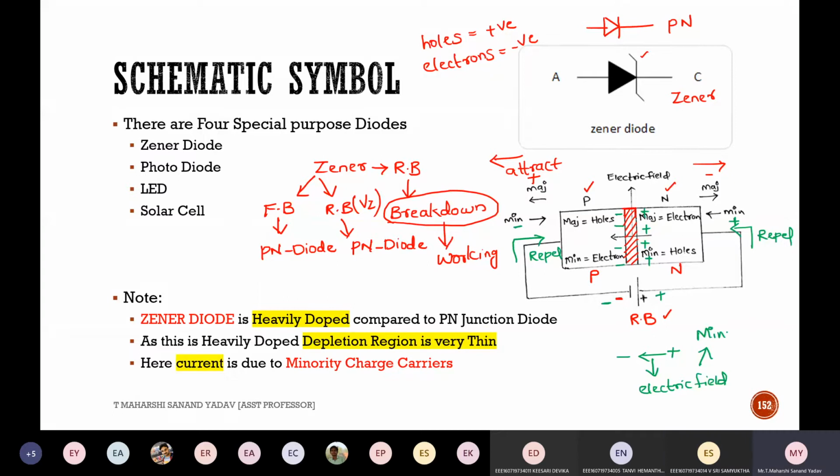Why not majority? See here, they are moving away. They are moving away here also. The majority carriers are moving away, so they will be present roughly in this portion, whereas minority carriers are present close to the depletion region. If there is any positive and negative charge, there exists a field between them. We call that field the electric field. This will create some amount of current, which is due to minority charge carriers. Clear with this concept, or any doubt?